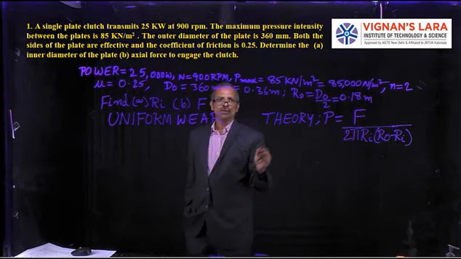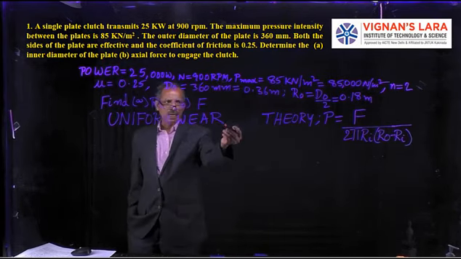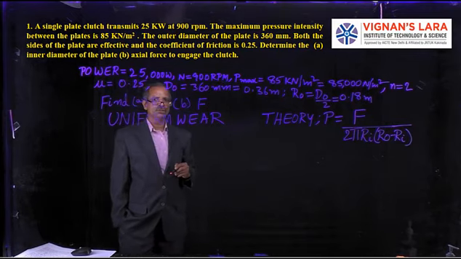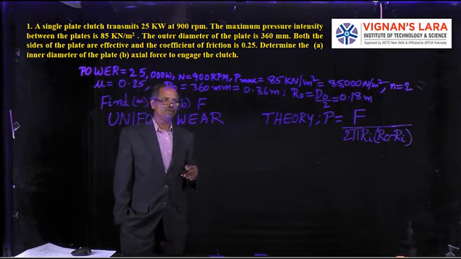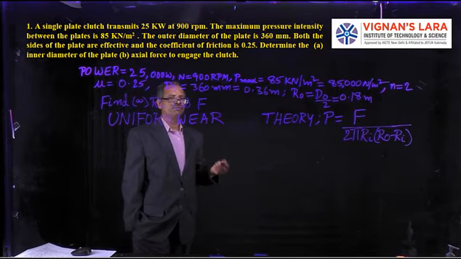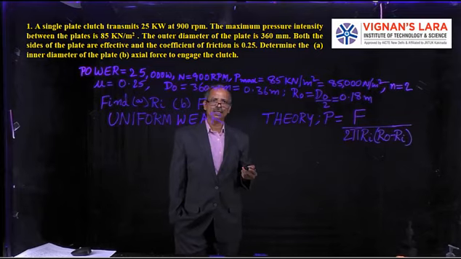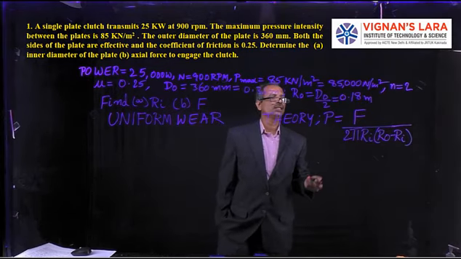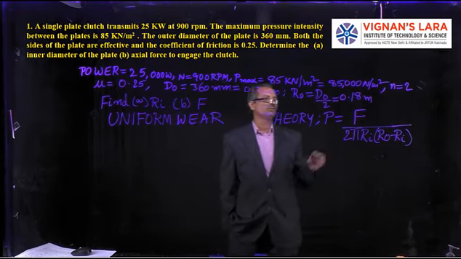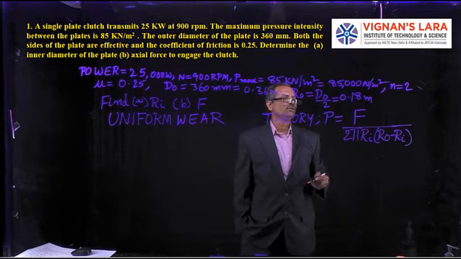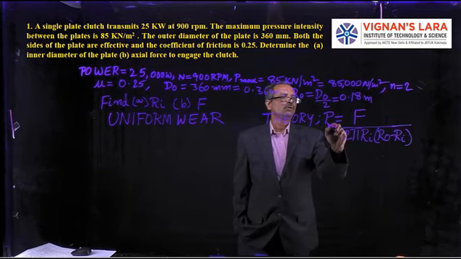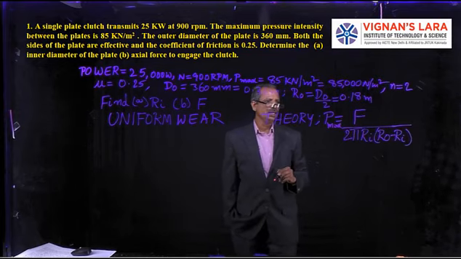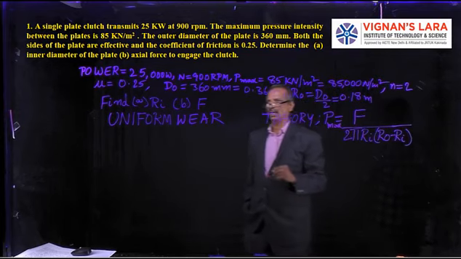As I said at the very beginning, why do we use uniform wear theory? Uniform wear theory gives less power transmitted, so that even if you deliver more power, it is always an advantage. That is why I use uniform wear theory. For uniform wear theory, the maximum pressure is at the inner radius, which is F by 2 pi Ri into R naught minus Ri.